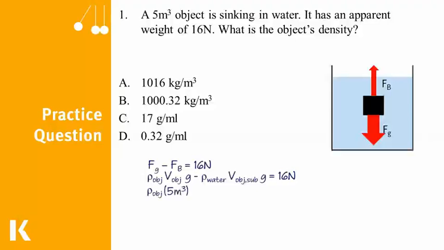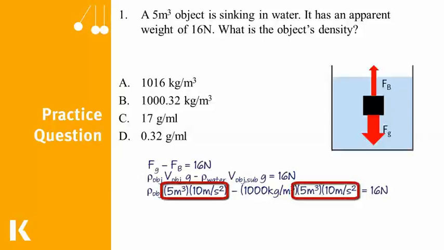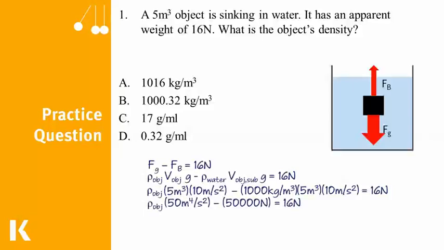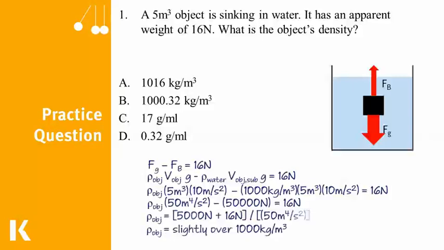The volume of the object is 5 meters cubed, and g, of course, equals 10 meters per second squared. The density of water is 1,000 kilograms per meter cubed. Here, we'll just repeat the values for the volume of the object submerged and for gravity, and we still have our net force of 16 newtons. Let's multiply those group terms together to make our lives a little bit easier here. Then, rearranging our terms, we end up with this. A number slightly over 5,000 divided by 50 is going to equal some number slightly over 1,000. This aligns nicely with choice B.